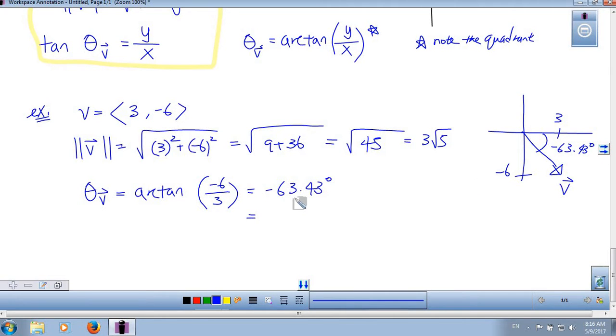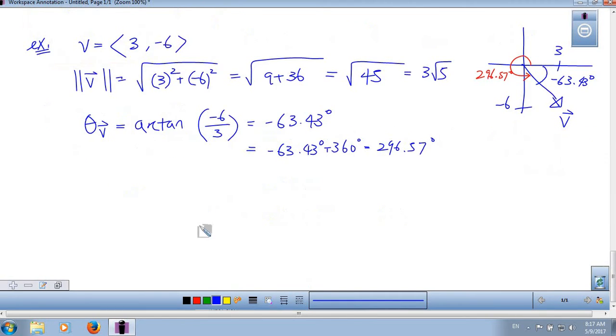But if you want to express this using a positive coterminal angle, let's add 360. If I add 360, I will get 296.57 degrees, which comes from this direction. Now it depends on your application how you want to express this. Usually we express it using the positive angle, but we can use a negative angle also. In quadrant 4 and quadrant 1, you don't really have to do too much.